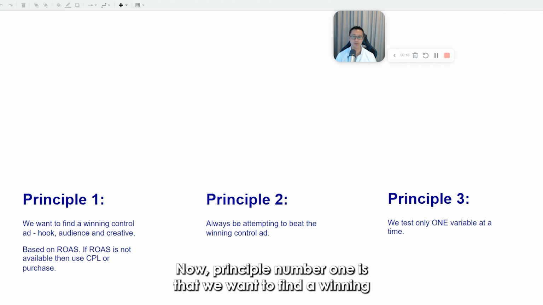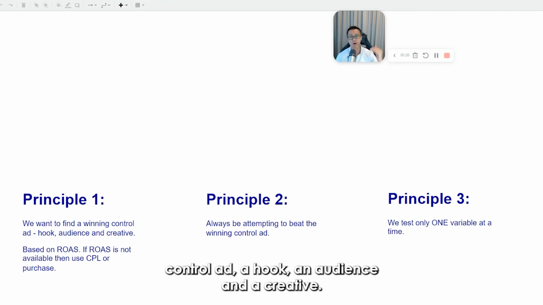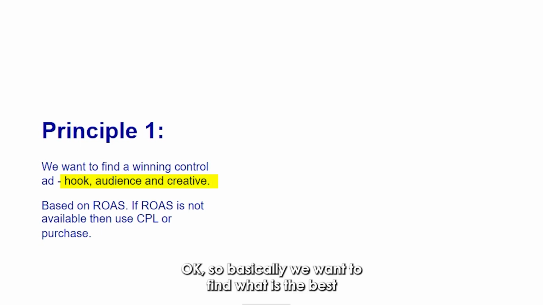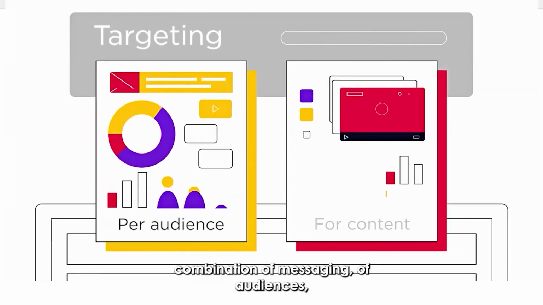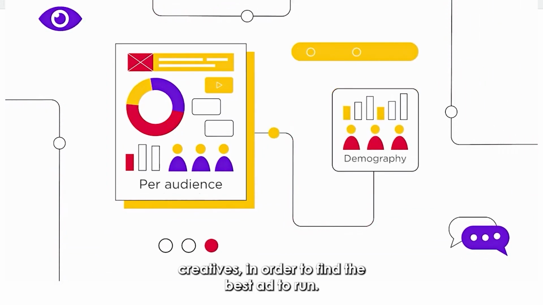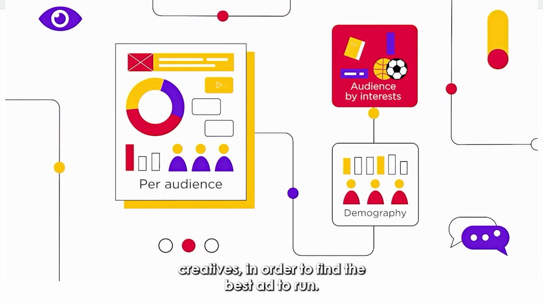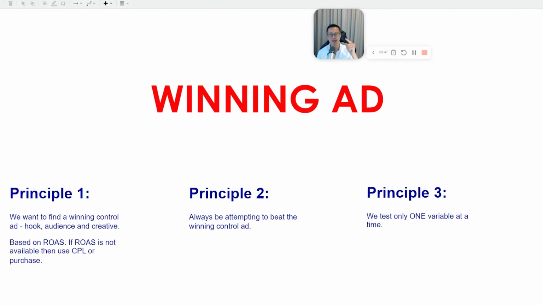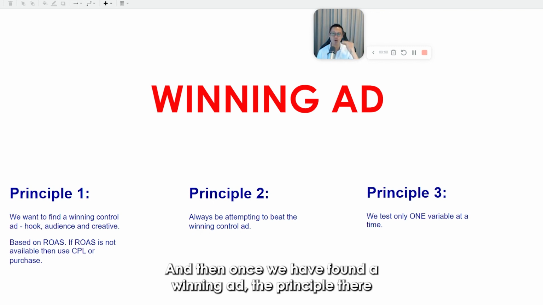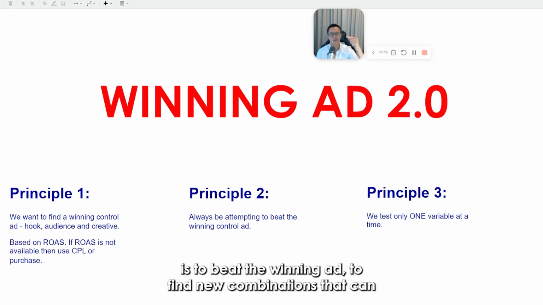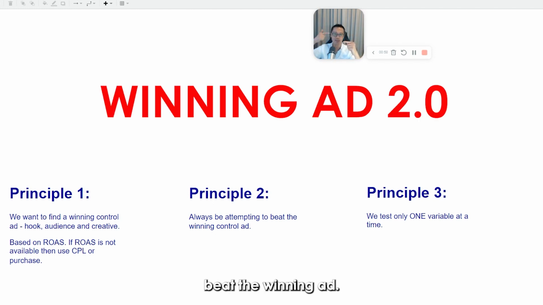Now, principle number one is that we want to find a winning control ad, a hook, an audience, and a creative. Basically, we want to find the best combination of messaging, audiences, and creatives in order to find the best ad to run. This is the most important thing: to find the winning ad, right? And then once we have found a winning ad, the principle is to beat the winning ad, to find new combinations that can beat it.